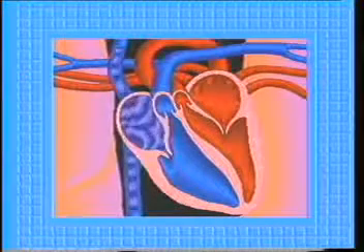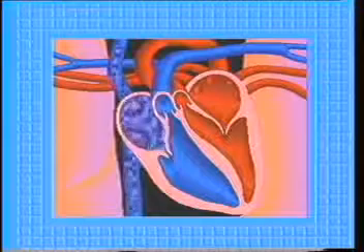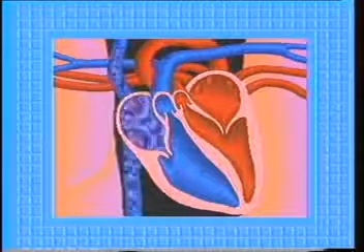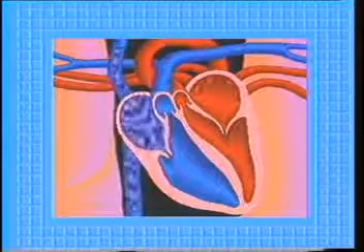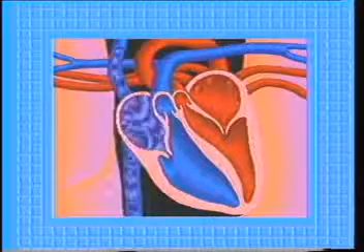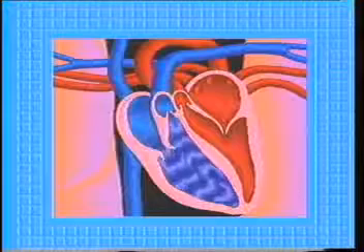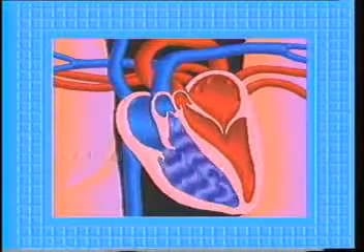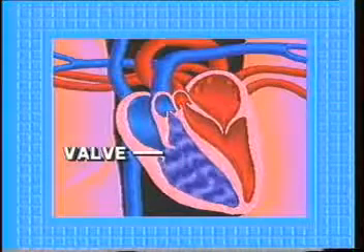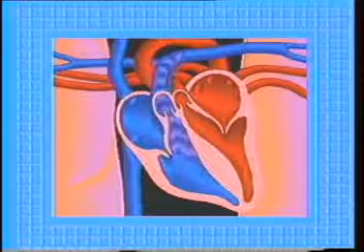This blood is high in carbon dioxide that has been picked up from cells throughout the body. In real life, this blood has a dull red color, but to make things clearer, we'll show it as blue. After blood collects in the right atrium, it flows through an open valve into the right ventricle. This valve then slams shut as the right ventricle contracts, preventing blood from flowing back to the atrium.